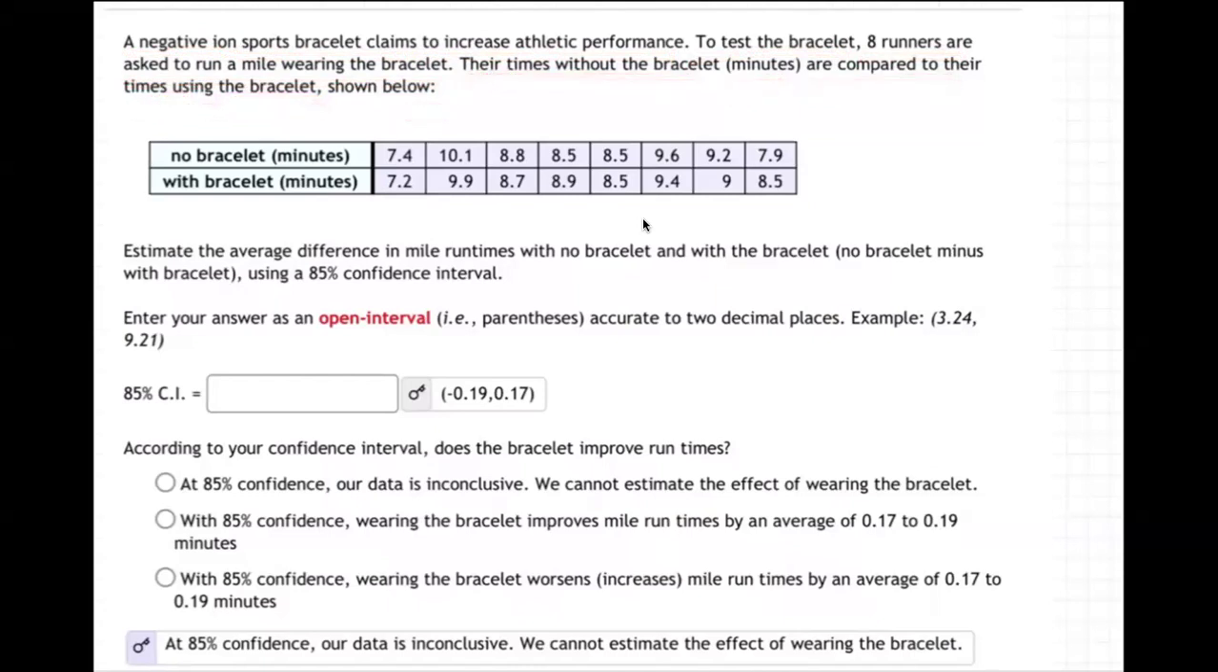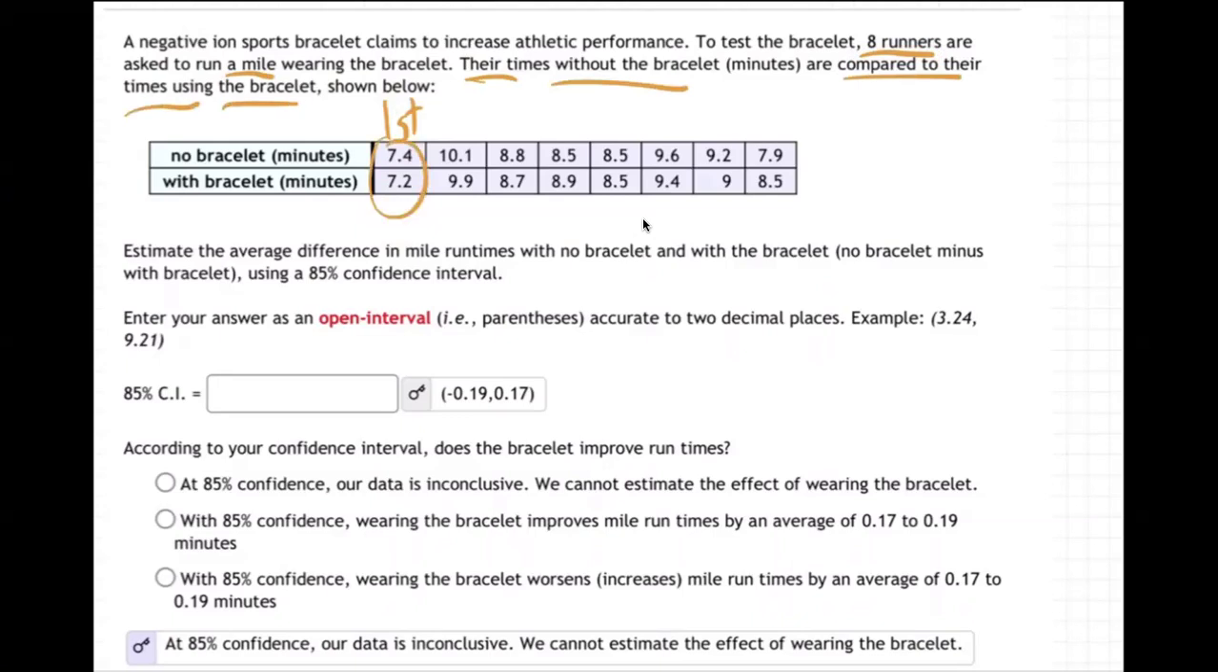So here we have a bunch of runners. And so this is like the first runner. He or she ran some kind of distance in 7.4 minutes. And this person, oh, no, it's the same person. Let's make sure. There's 8 runners, and they're asked to run a mile wearing the bracelet. Their times without the bracelet are compared to their times using the bracelet. Okay, so yeah, these two numbers are the same person.